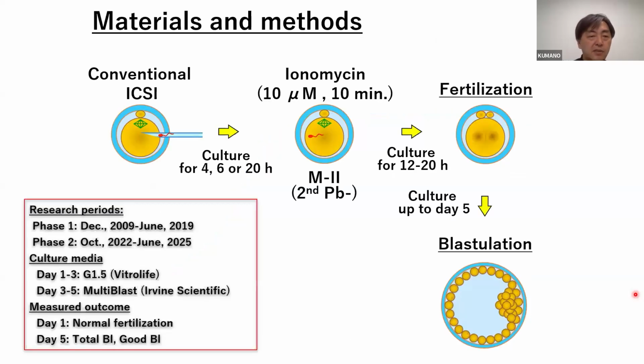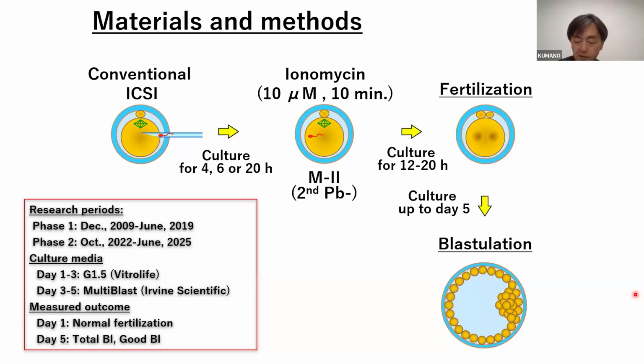Here are the materials and methods. After sperm injection, the oocytes are cultured for 4, 6, or 20 hours. After that, the unfertilized oocytes without second polar body extrusion are exposed to 10 micromolar ionomycin for 10 minutes. After that, the oocytes are cultured for 12 to 20 hours and then observed for fertilization. Normally fertilized zygotes were cultured up to day 5 to check the developmental potential.